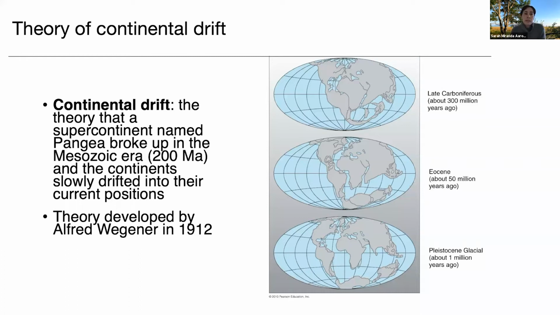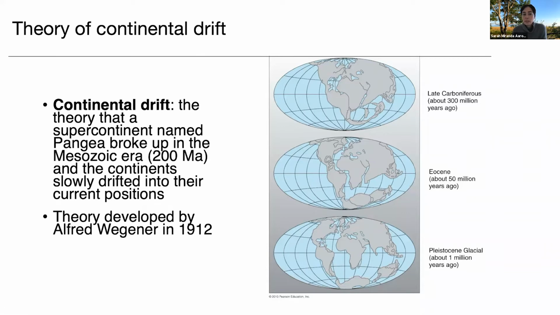So a little bit of background about plate tectonics and the theory of plate tectonics itself. So it really began with the theory of continental drift. And this theory was developed by Alfred Wegener in 1912. And the idea is that there was a supercontinent named Pangaea that broke up and slowly drifted apart to where the continents are located in their present day conditions.